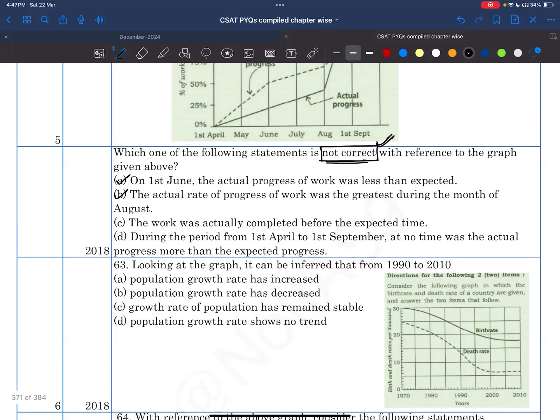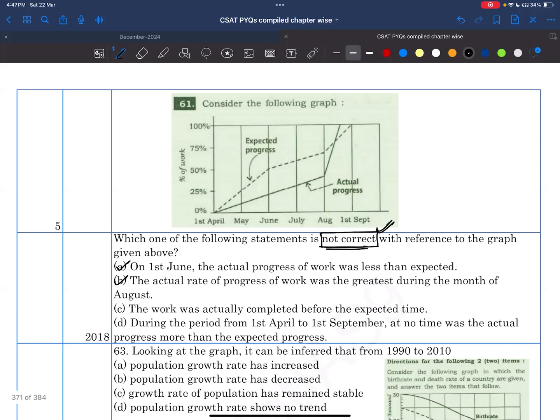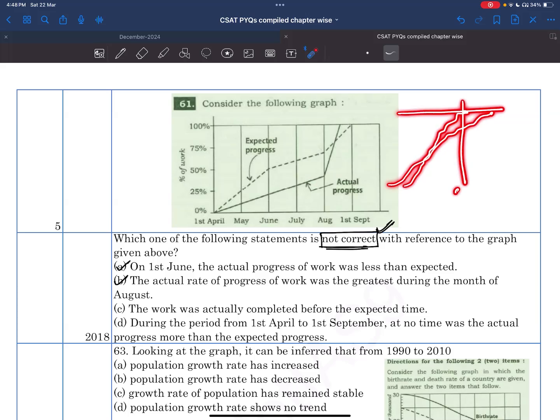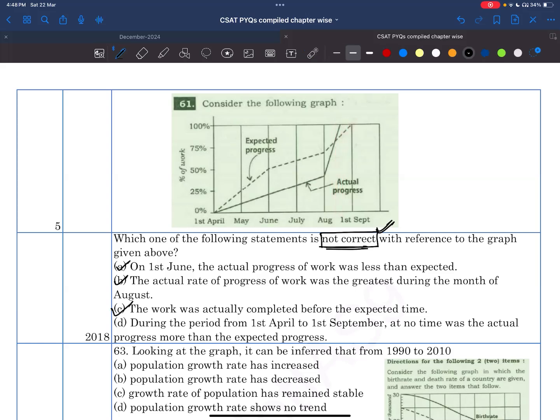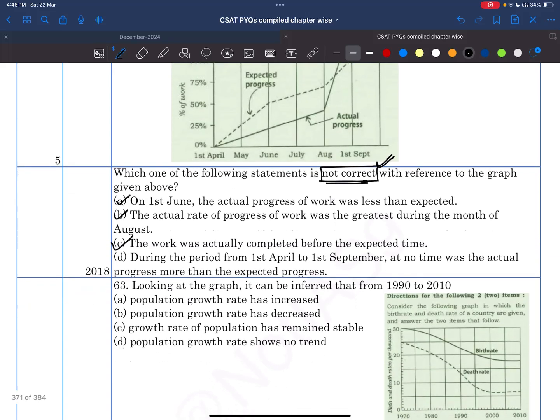Please remember that. The work was actually completed before the expected time. If this is the deadline, we have already reached this point here only. We have seen such types of graphs in cricket. They'll show one team has scored these many runs, but the next team will try to score this score in fewer overs. This was the deadline, but the work completed before itself. So yes, statement C is also correct. So obviously the answer will be D, right?